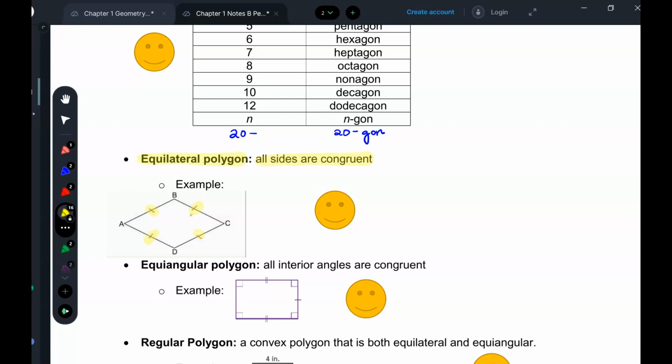So if it has lines on all the sides, that means they're congruent, right? That's correct. If we see these little tick marks on 4 of the sides, we know that all the sides are congruent.